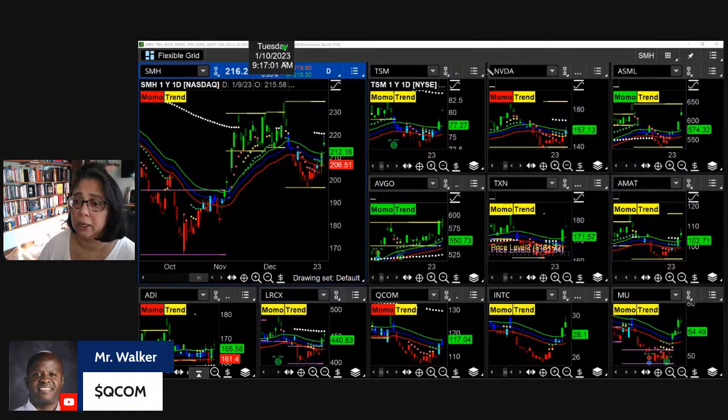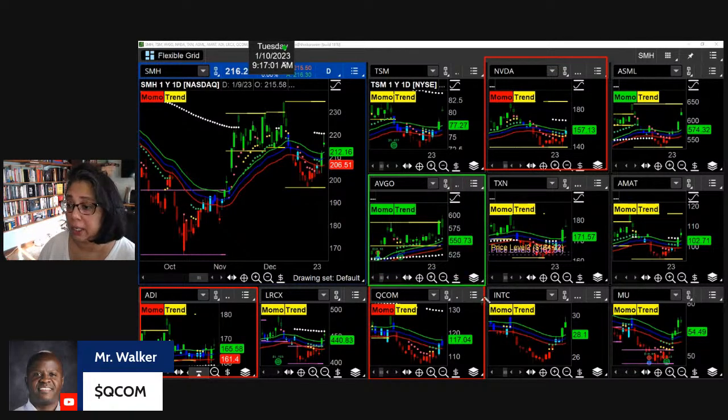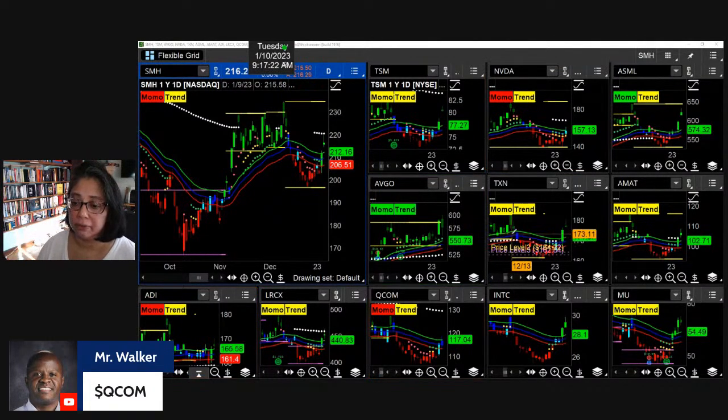If you want to be a seller, NVIDIA, Analog, Qualcomm, that'd be at the top of the list. If you want to be a buyer, pretty much AVGO mostly, and arguably only. And then I'd go down to secondary tiers of where I'd look for strength.